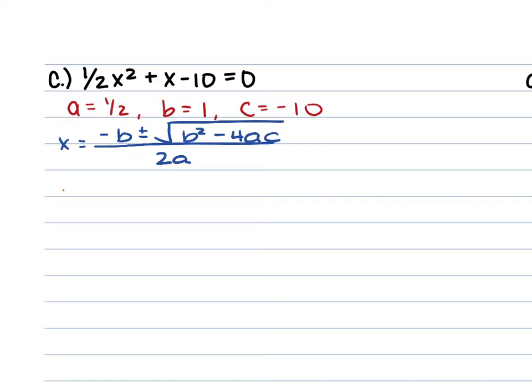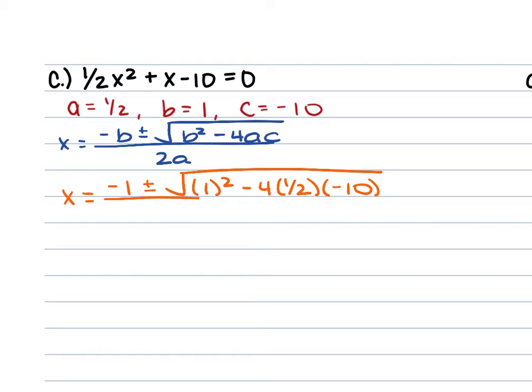B is 1, so that's going to give us x is equal to negative 1 plus or minus the square root of 1 squared minus 4 times a, which is 1/2, times c, which is negative 10, all over 2 times a, which is 1/2.